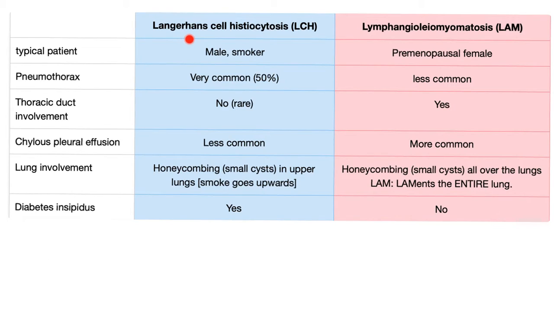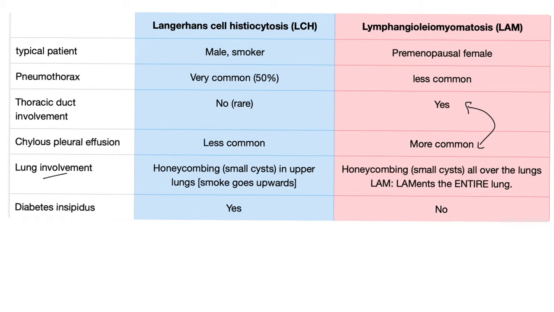Let's compare Langerhans cell histiocytosis, which is commoner in males who smoke, and lymphangioleiomyomatosis, which happens in premenopausal females. Pneumothorax is very common with LCH, less common with LAM. Thoracic duct involvement is very rare with LCH, common with LAM. Chylous pleural effusion is less common with LCH, more common with LAM. Okay, so thoracic duct involvement and chylous effusion go together.